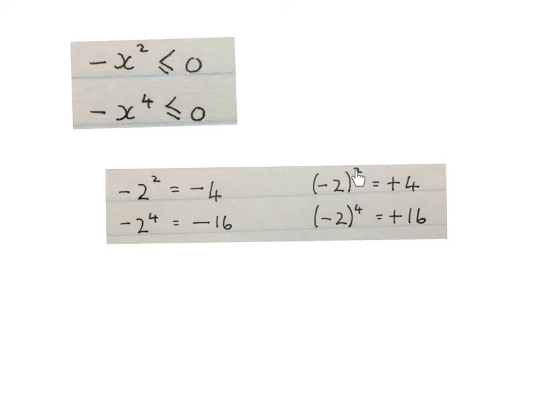This (-2) to the power of 2 is plus 4, because the minus is also squared. (-2) to the power of 4 is plus 16, because I'm going to go minus times a minus times a minus times a minus, which is a plus, and then the 2 to the power of 4 is 16. Understand the difference between these two things.